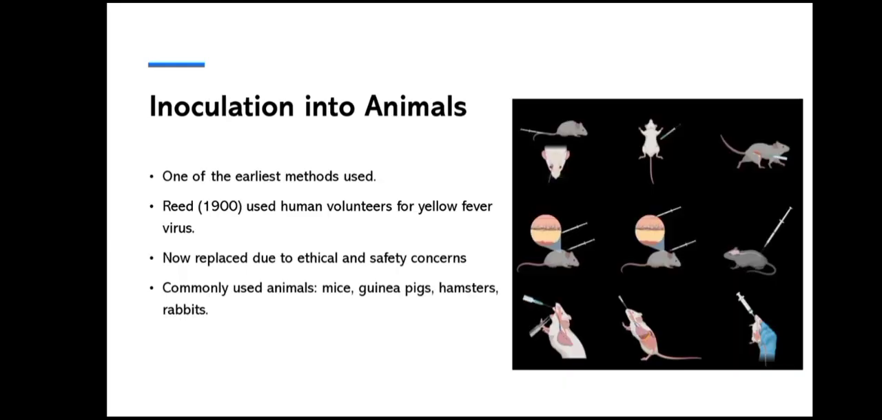Animal inoculation is one of the earliest methods used. Before, Reed and his colleagues used human volunteers for the yellow fever virus. And then it got replaced due to ethical and safety concerns. Now the commonly used animals are mice, guinea pigs, rats, hamsters, rabbits and so on. You can see in the diagram how it is inoculated into the animals. So let's go deeper into it, and see what the routes of inoculation are.